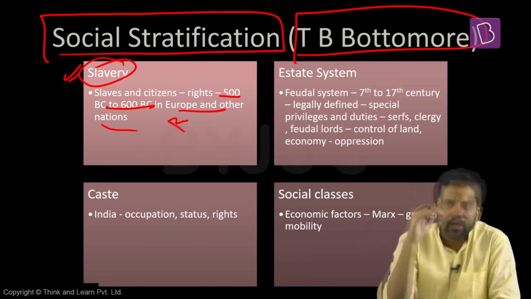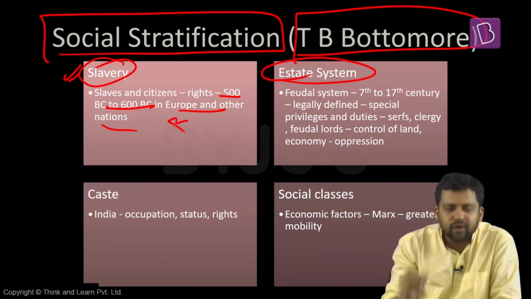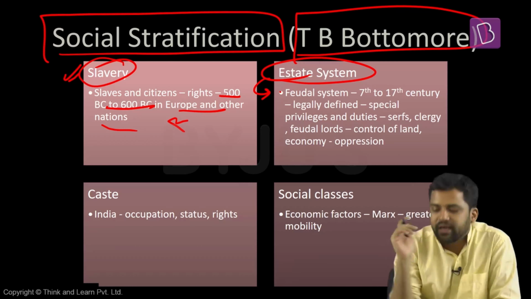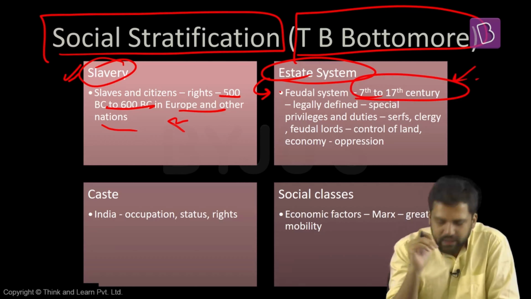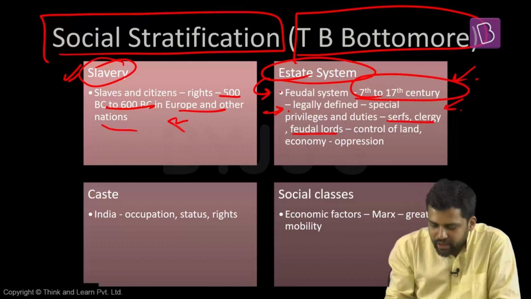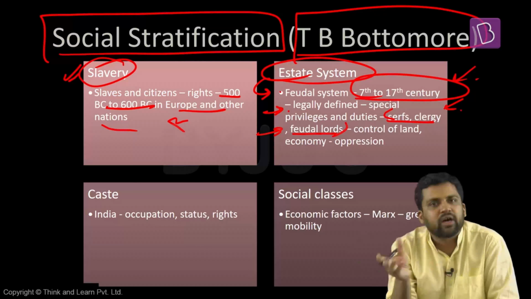So you have stratified people. Some people are considered as citizens, others are slaves. So 2 different strata in the society. Another kind of stratification is estate system. Now, estate system emerged with the development of feudal system. It was there in place between 7th to 17th century. The society was divided into different layers, strata. They were all legally defined, and with each strata, there was associated some privileges, some duties. The society was divided into basically 3 kinds of strata. One strata consisted of serfs, one strata consisted of clergy, another strata consisted of feudal lords.